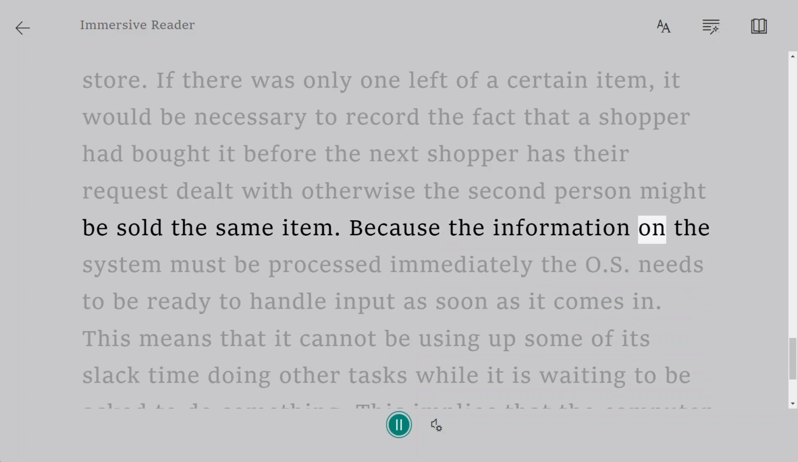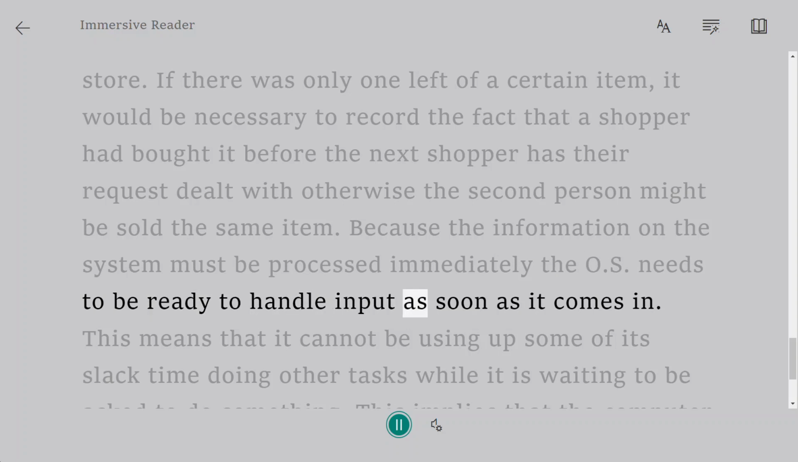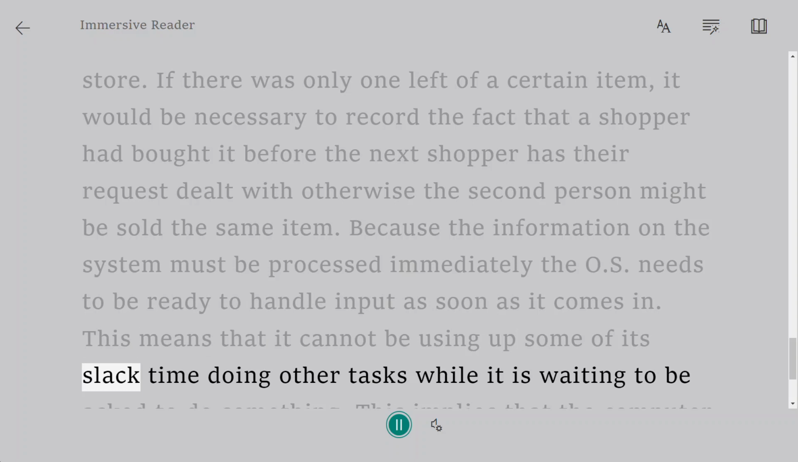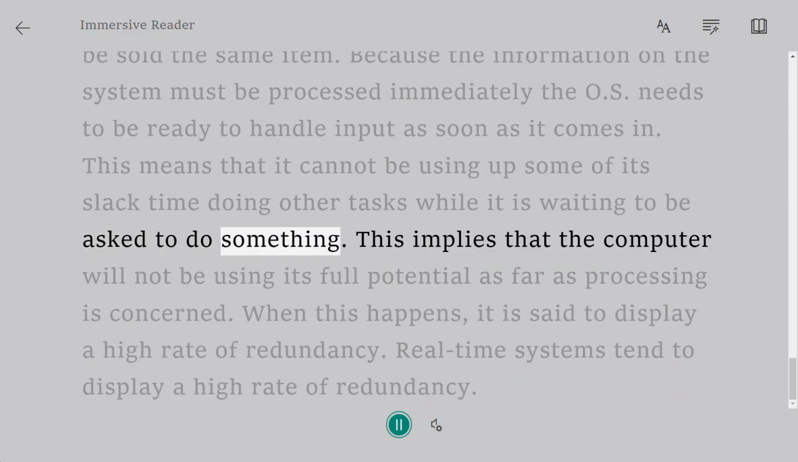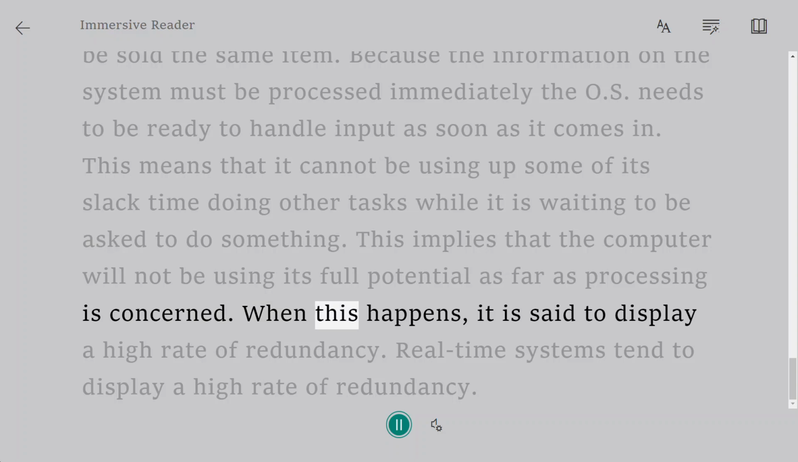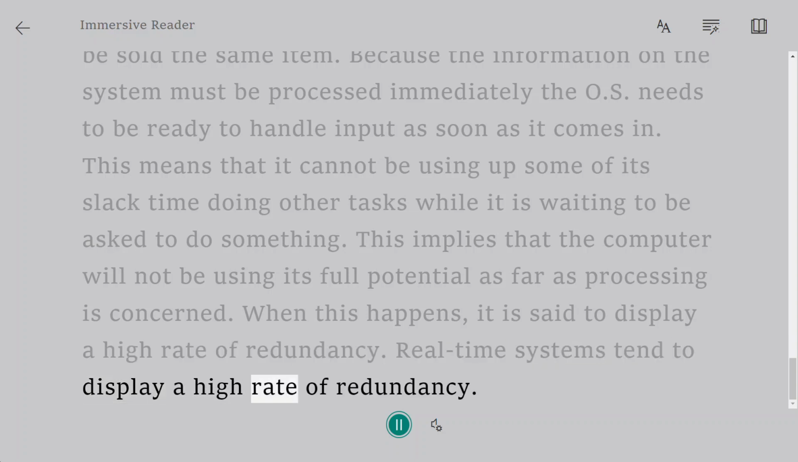Because the information on the system must be processed immediately, the OS needs to be ready to handle input as soon as it comes in. This means that it cannot be using up some of its slack time doing other tasks while it is waiting to be asked to do something. This implies that the computer will not be using its full potential as far as processing is concerned. When this happens, it is said to display a high rate of redundancy. Real-time systems tend to display a high rate of redundancy.